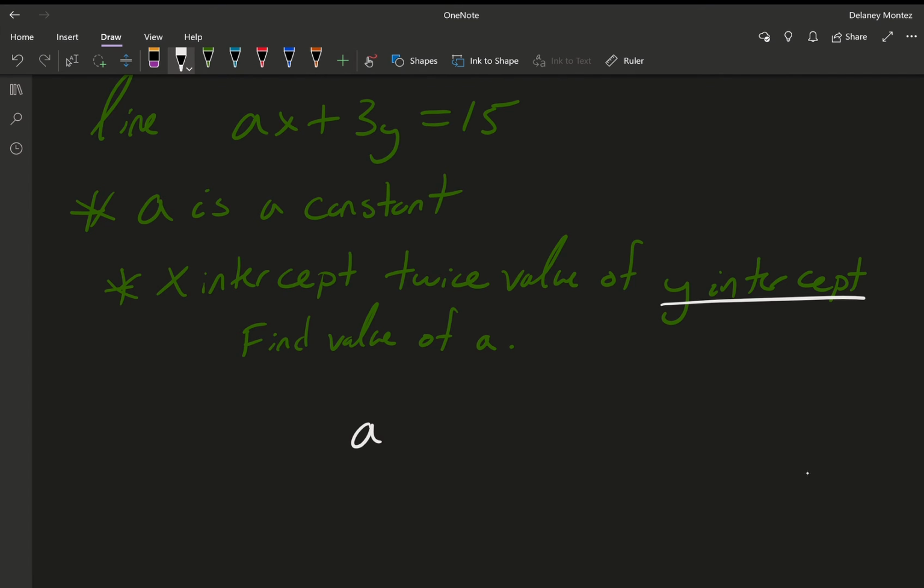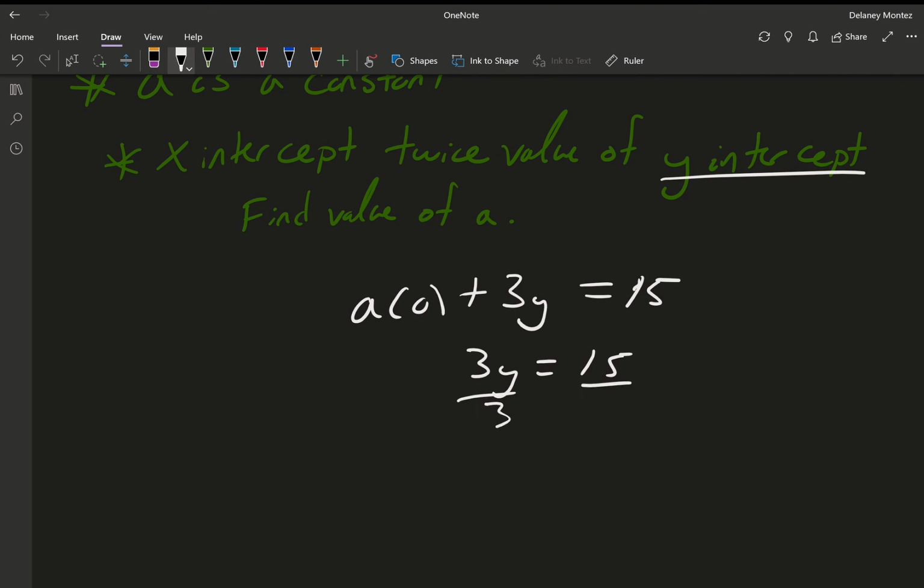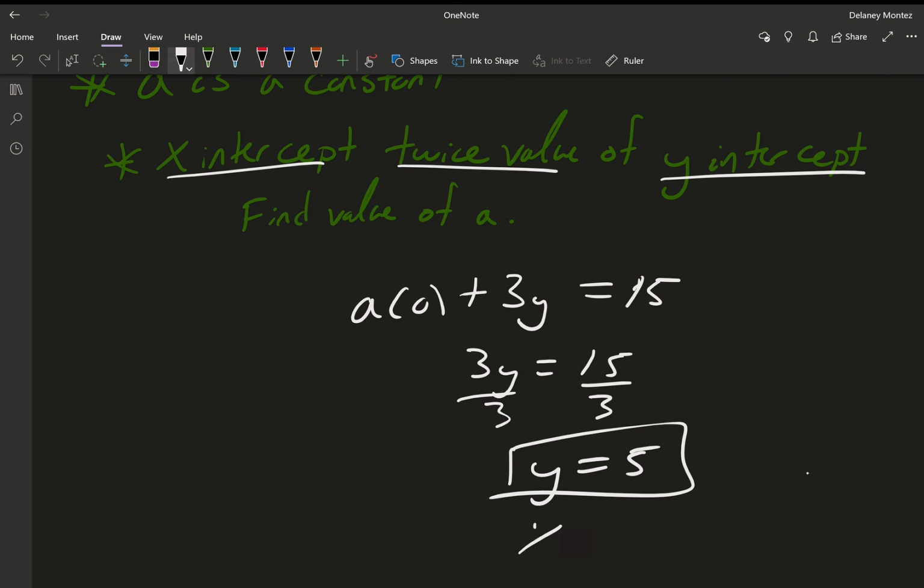So we'll say a times 0 plus 3y equals 15, right? So that says 3y equals 15. Divided by 3 here, divided by 3, y equals 5, right? Okay, so now we have a y-intercept. The y-intercept is 5, right? So it just means when x is 0, y is 5. So now we know the x-intercept is going to be twice the value of the y-intercept, right? That's what it says up here. So then the x-intercept is 10, right?